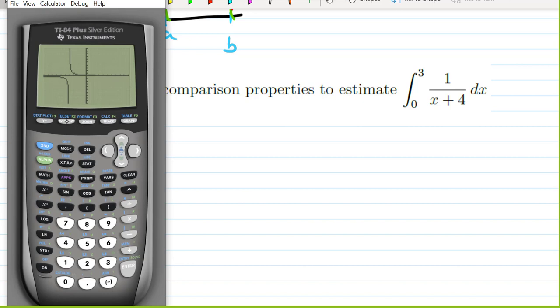So let's go window. Let's make our x min 0. Let's make our x max 3. We can leave our x scale at 1. Let's make our y min 0. Let's make our y max 1, and let's scale in 0.1s. So when we do that, we now get a graph that looks something like this.